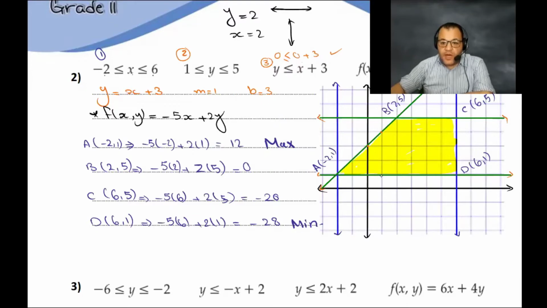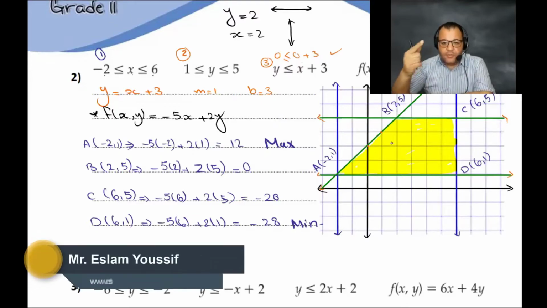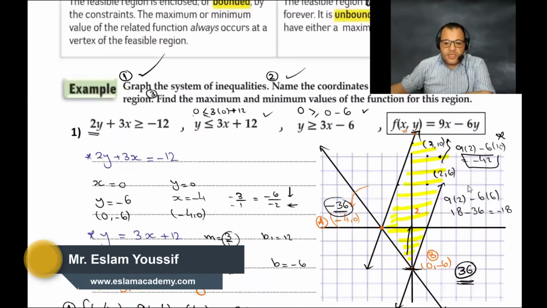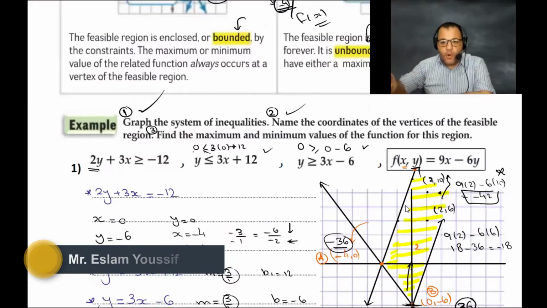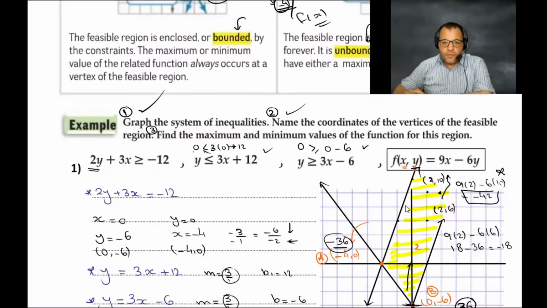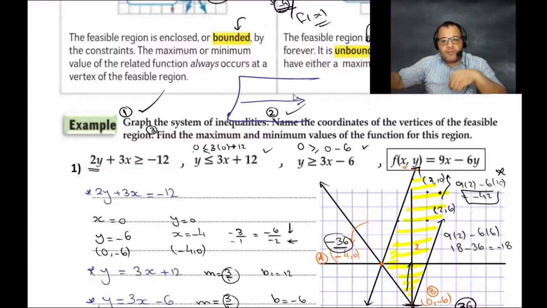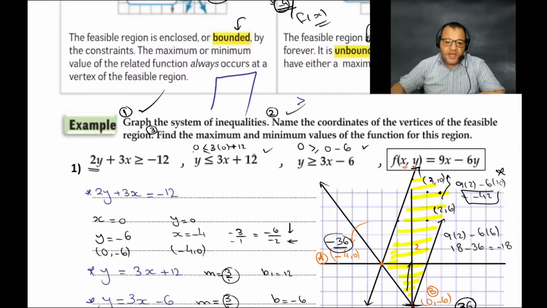So when the graph is bounded, you will have a maximum and a minimum. When the graph is unbounded, the graph has only a maximum or a minimum. If the graph is open to the right, start from the left, then check as you go to the right whether the value will increase or decrease. If the value increases, it means you have a minimum point. If the value decreases, it means you have a maximum point. If the graph is open downward, start from up and go down.